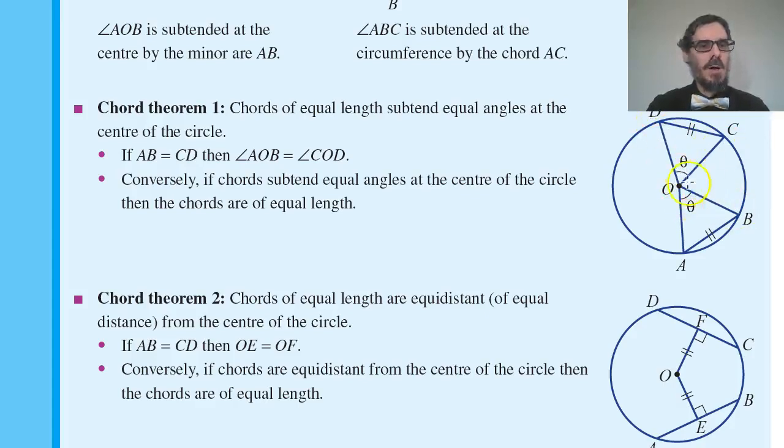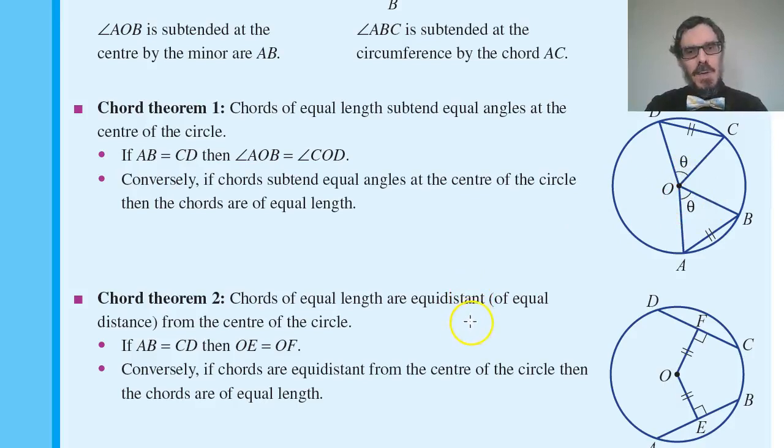These 4 are radii of the circle. They are all the same length. If this length and this length are the same as this one and this one, and this third side of the triangle equals this third side of this other triangle, then these 2 triangles are congruent. They are the same triangle, which means they have the same centre angle here.